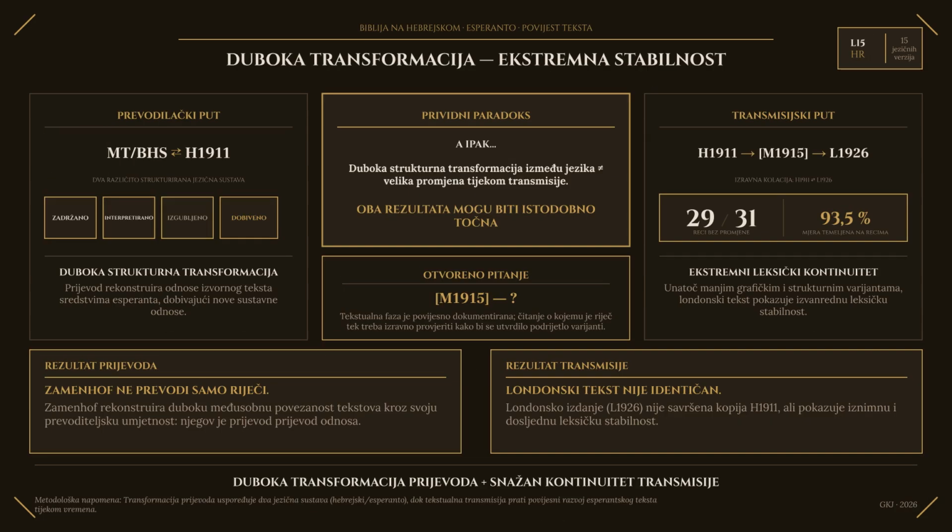To conclude, the history of Zamenhof's Genesis reveals a paradox: a deep structural transformation of the text coupled with extreme stability during the transmission of that text.